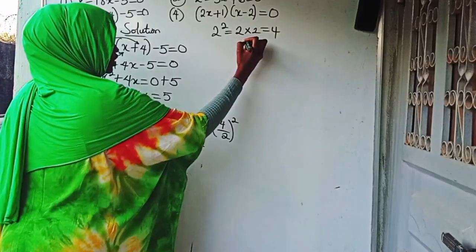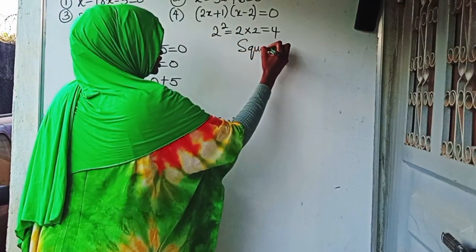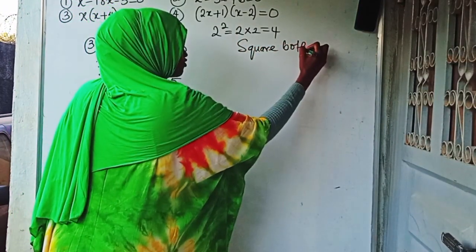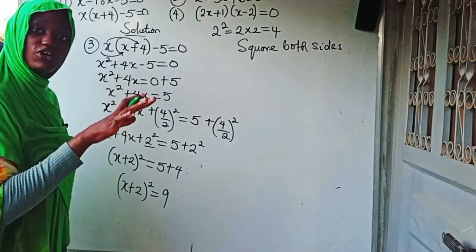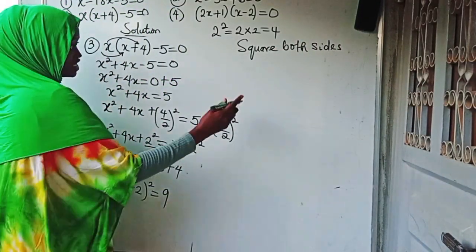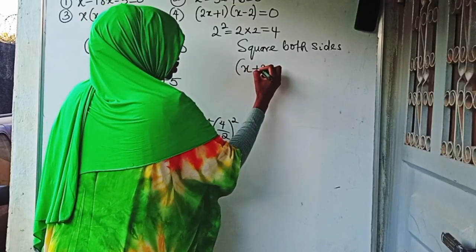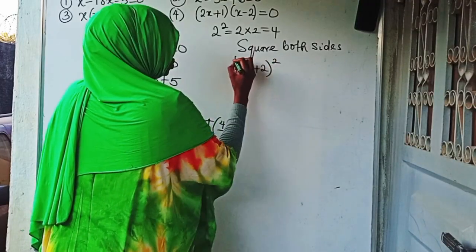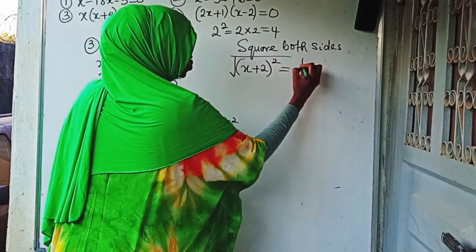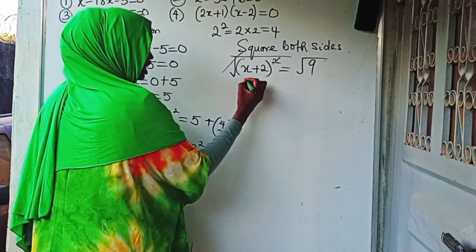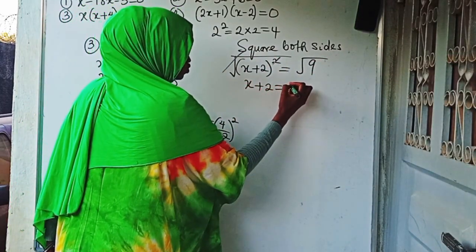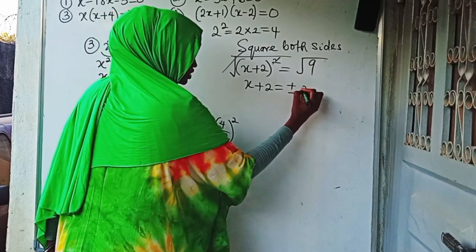At this point, we take the square roots of both sides. If you observe, viewers, all that we've been solving follows the same steps, just different questions in different word formats. So we square root the left hand side and also the right hand side. The square root cancels the square. We have x + 2 equals the square root of 9, which is plus or minus 3.